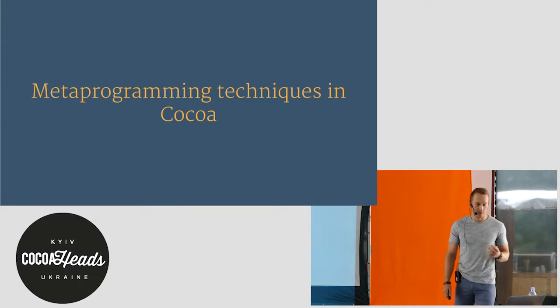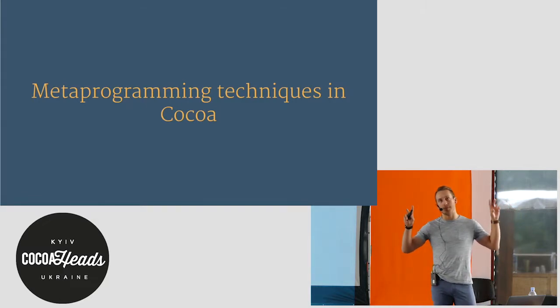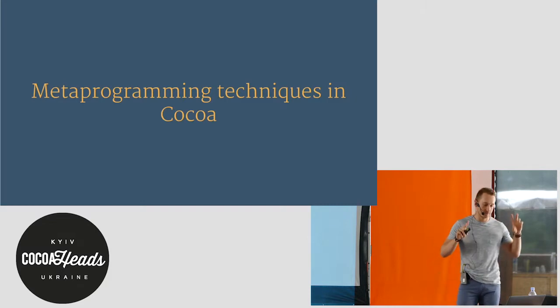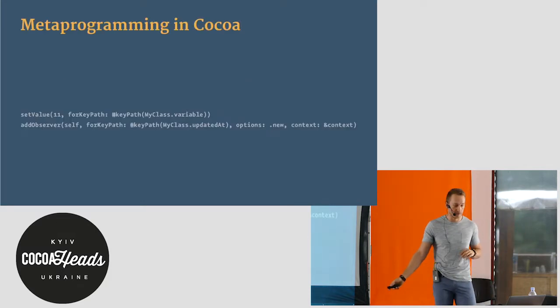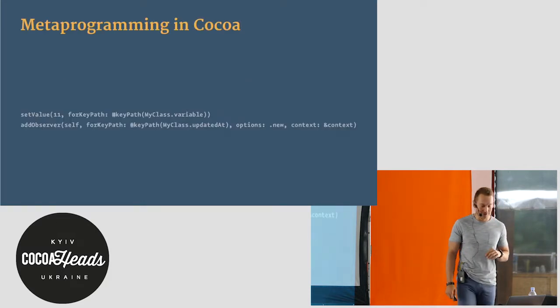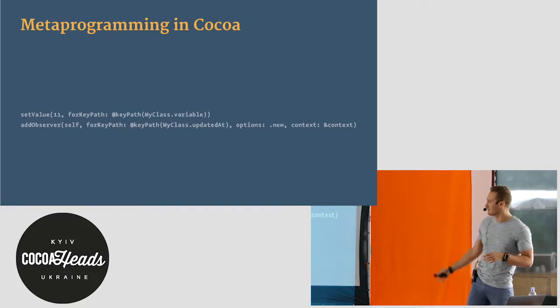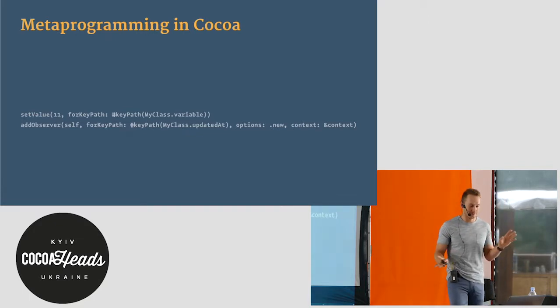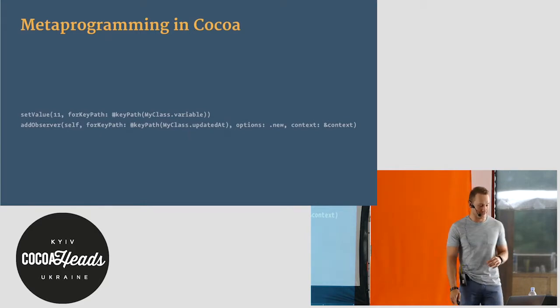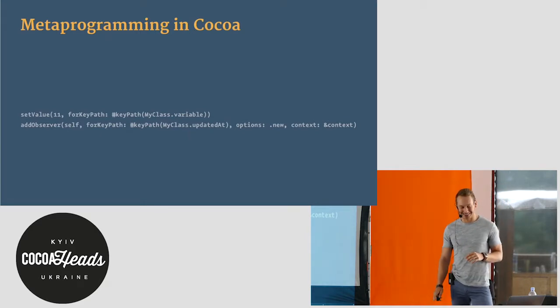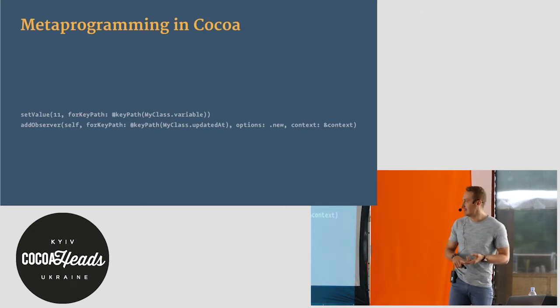So let's look at what's available as metaprogramming in Cocoa. It depends how you call metaprogramming, but we have these two functions. I'm still talking Swift 3. I don't use Swift 4 yet. It's in beta, so let's look at how it looked before, right? So we have key value coding, and we have key path observing, right?